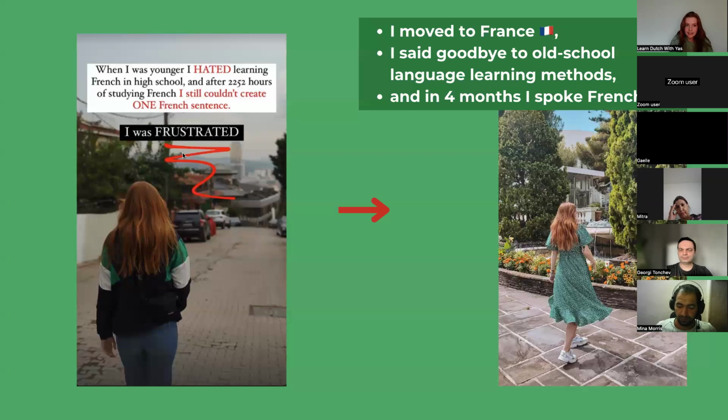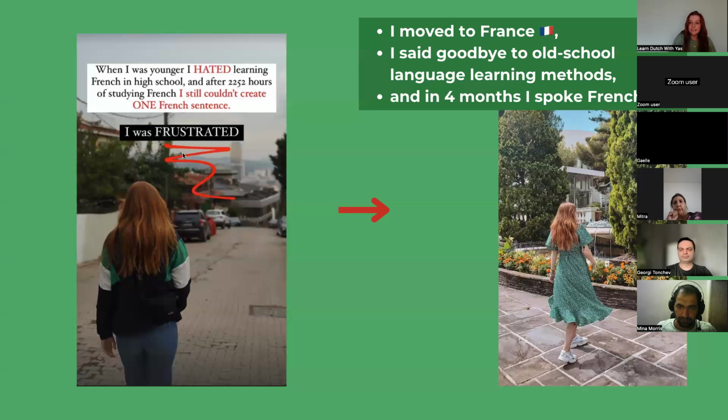For me, it was the case, and I was so frustrated because of that. In Belgium, it's important to know both languages because we're a bilingual, trilingual country. So for me, it was so important to be able to speak French. After being so frustrated in school, with classes full of grammar rules and verb conjugations, things that weren't really helping me, I said goodbye to these old school language learning methods, and I moved to France to start improving my French by myself.